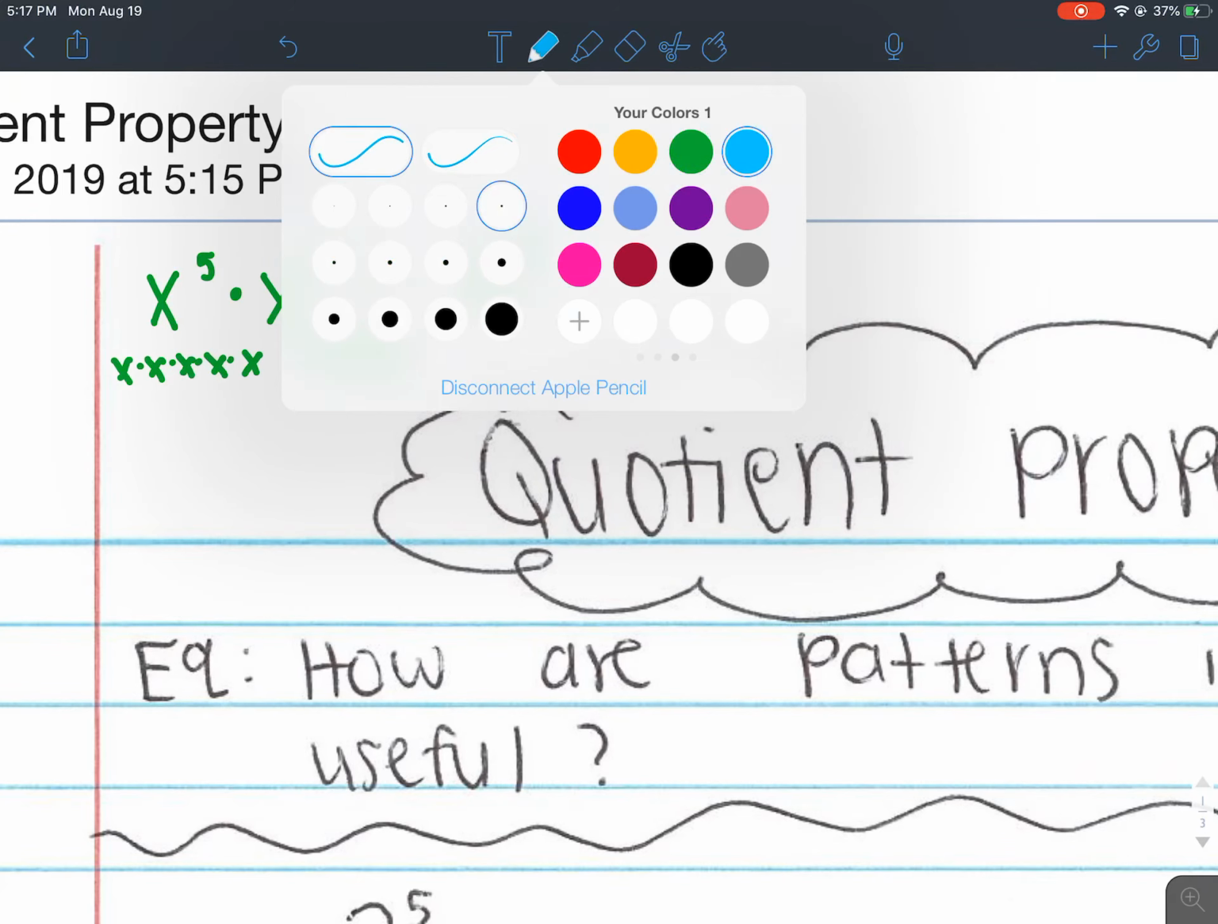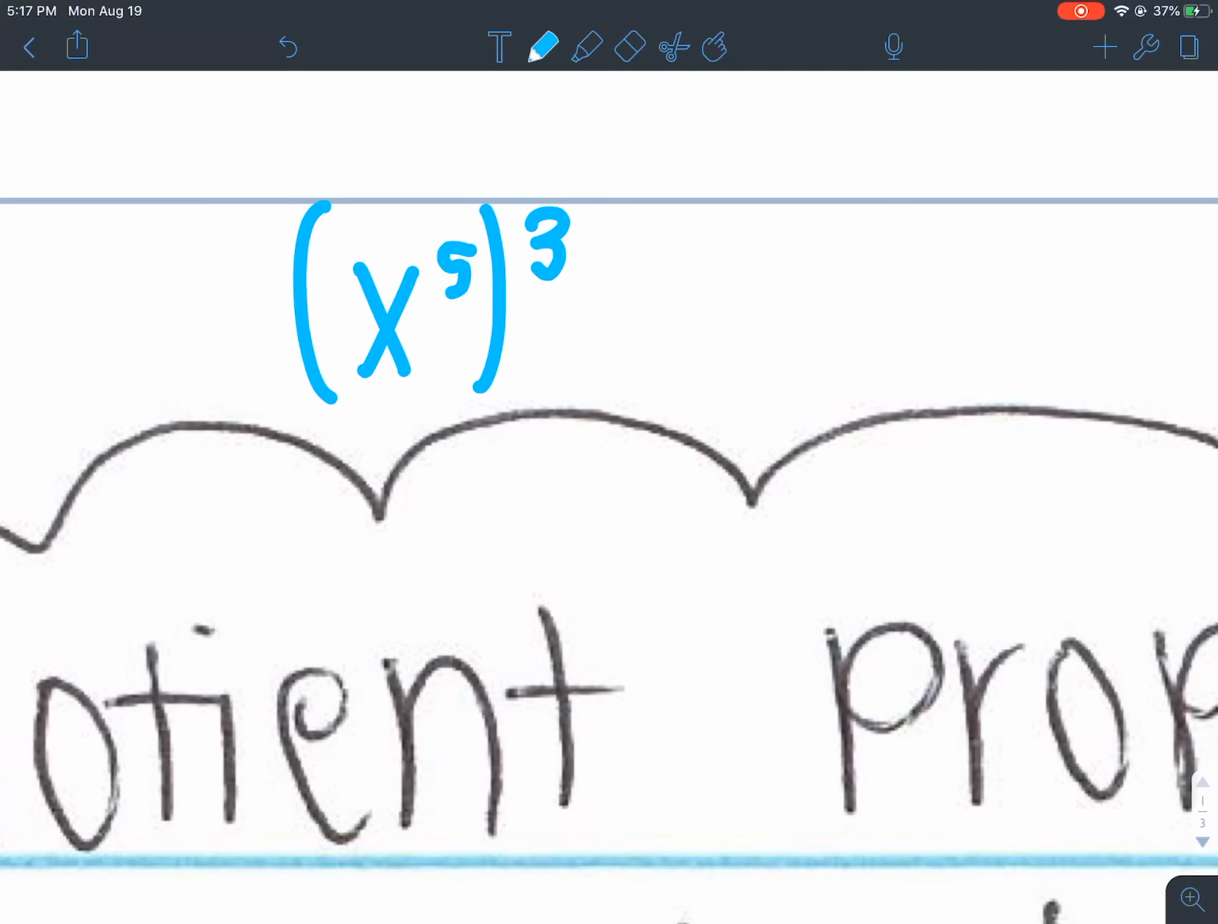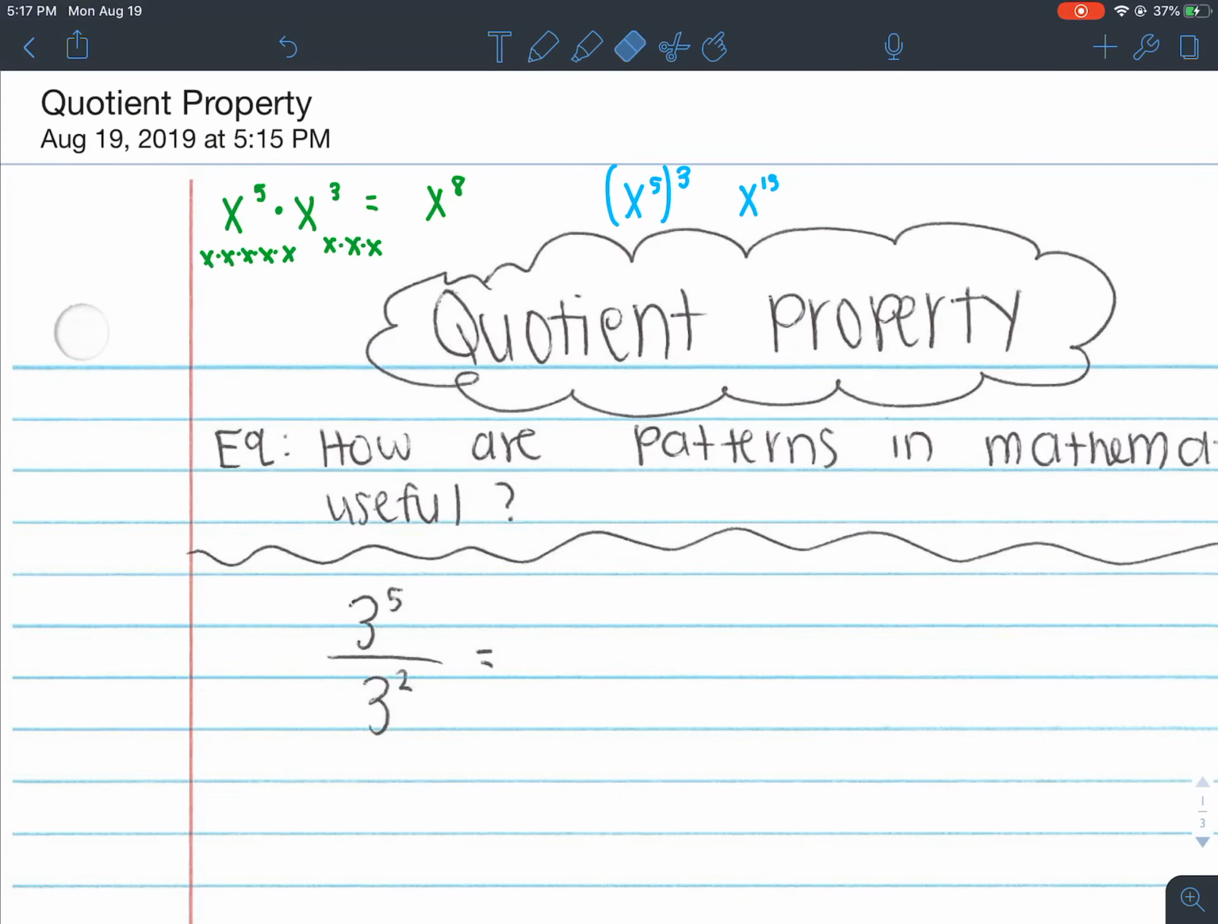That's the product property. The power property is when I multiply. So if I have x to the 5th to the 3rd, remember the exponent on the outside is more powerful, right? Like we have an extra one, it's even higher. So when we think of addition and multiplication, which one's more powerful? Multiplication is. So we're going to multiply here. So we would have x to the 15th. So that's the power property.